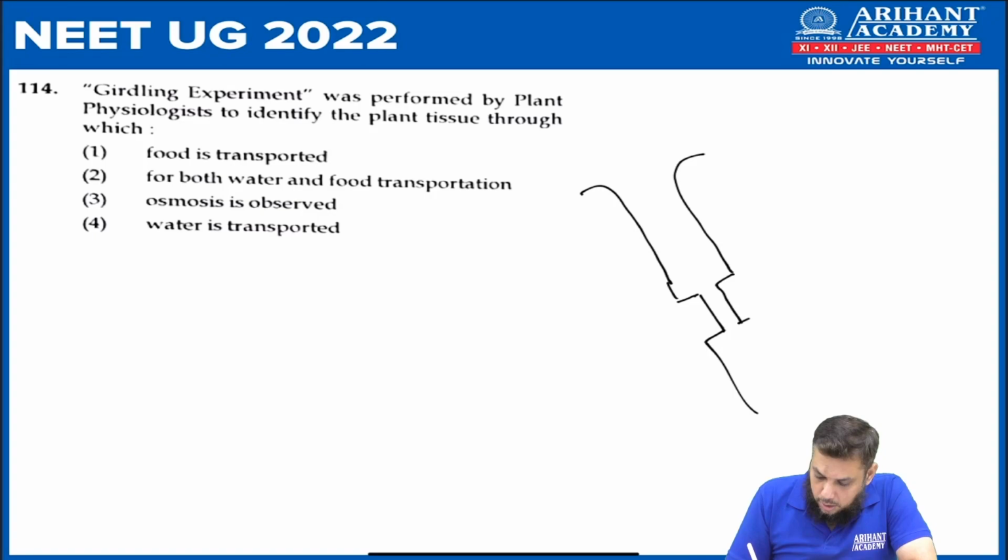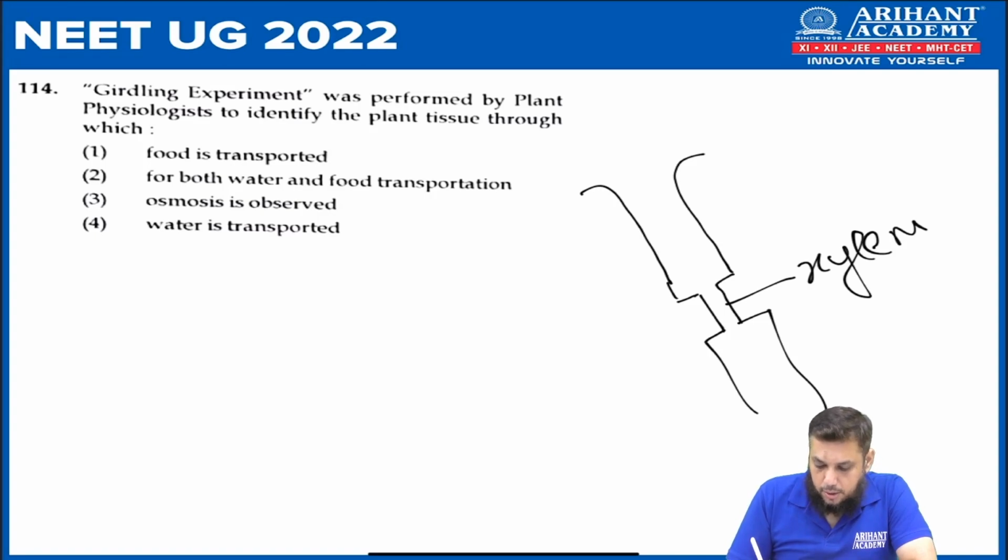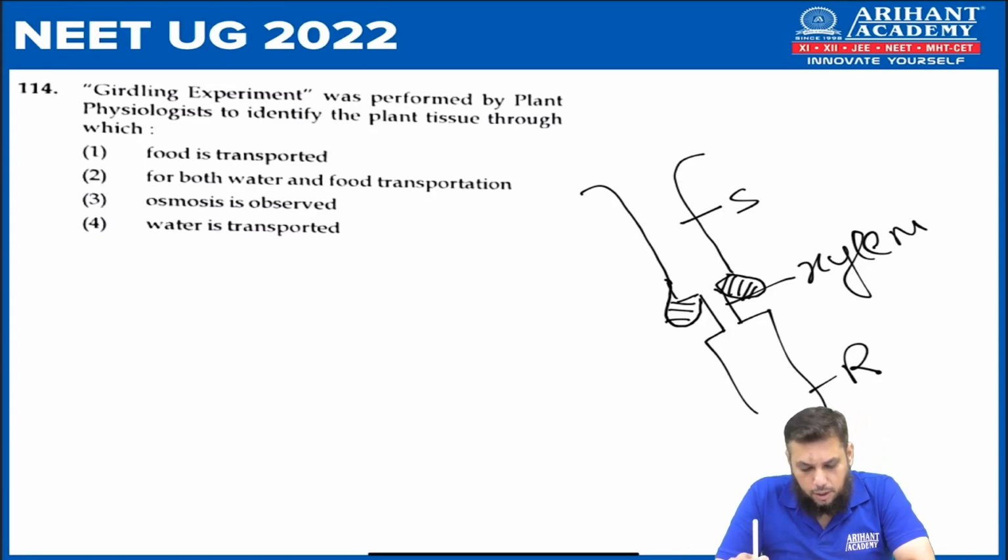around the xylem, and only xylem is used as a connection between the upper stem and the lower roots. If you leave a girdled plant like this, we come to know that the food gets accumulated in the phloem, in the part that is above the girdle. So from this we come to know that phloem is the tissue through which the food is getting transported. This experiment was performed by the physiologists to identify that. So we'll go with the answer 114 as 1.